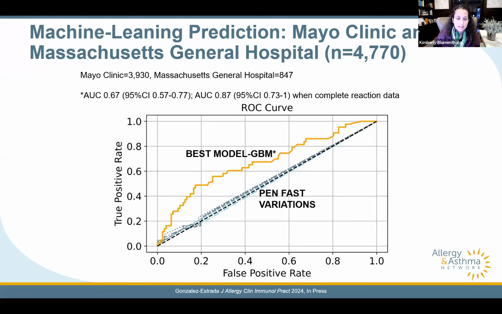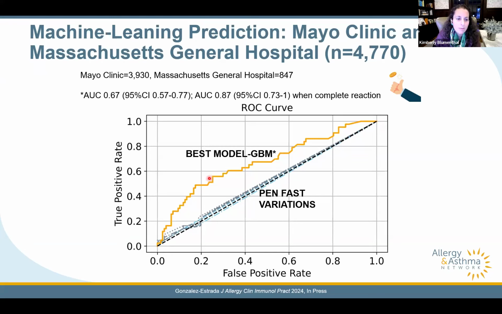I will present this study, which is in press in 2024. This is with Mayo Clinic and Mass General data, and this is a prediction model too. I present this just as a sort of warning about adoption of PenFast before it's ready for our patients. PenFast performed right along this line, and this line is when a test is just as good as flipping a coin, so not so good.